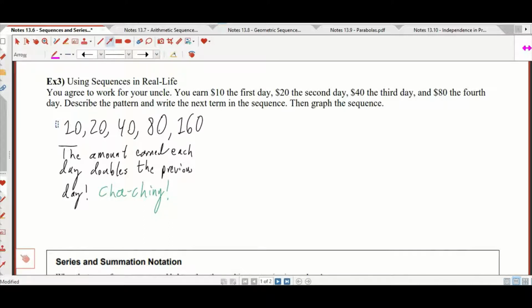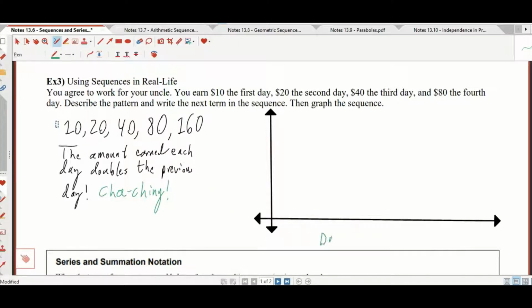So let's put that on a coordinate plane really quickly. X is going to be the days of work, and y the payout for that day. And we're going to just count by tens. 10, 20, 30, 40, 50, 60, 70, 80. I'm not going to make you go any further than that. 1, 2, 3, 4, 5, 6, 7.